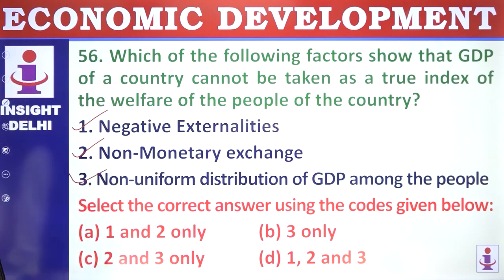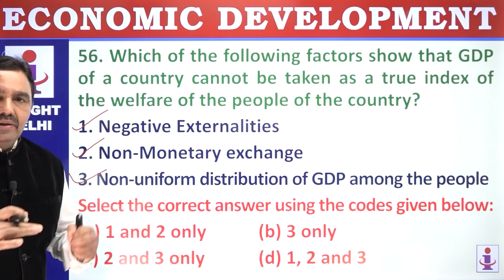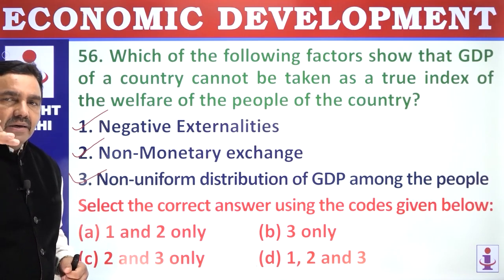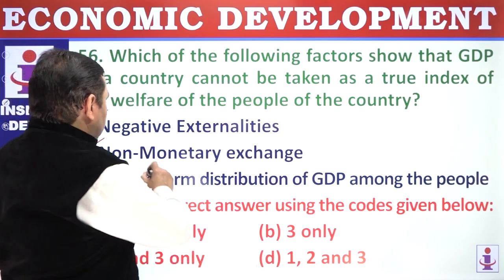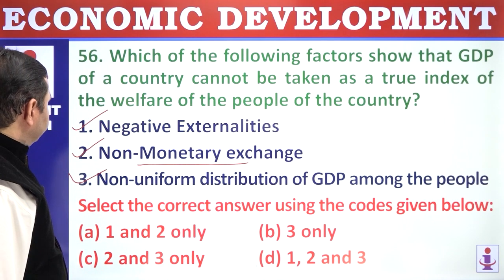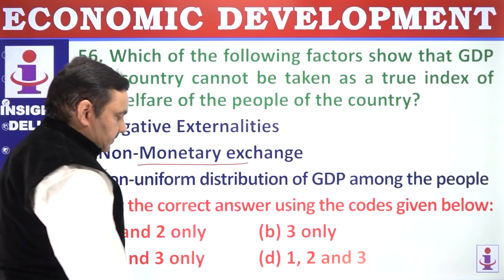Because so many things which happen, they are not monetary, having any value. For example, housewife working all of the day and her effort is not counted in terms of GDP. So these kind of things are also part of the game here. 1, 2, 3, all are there.